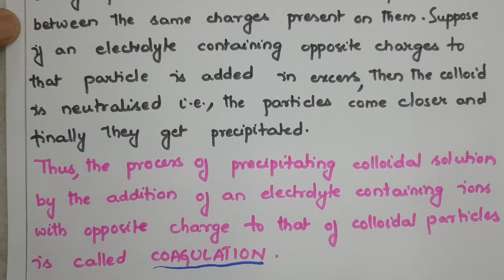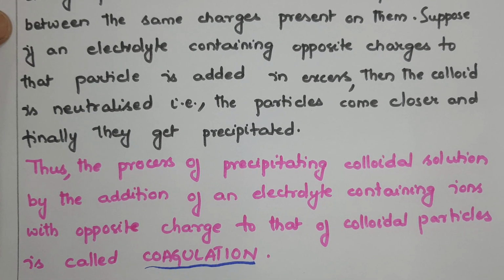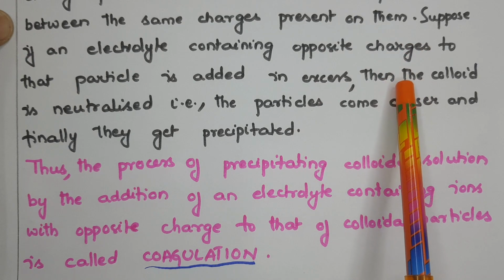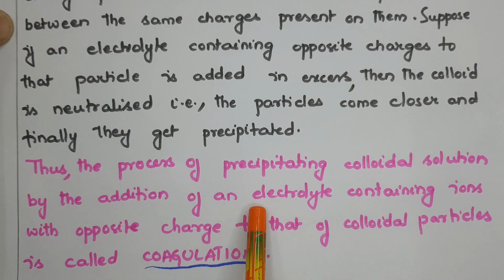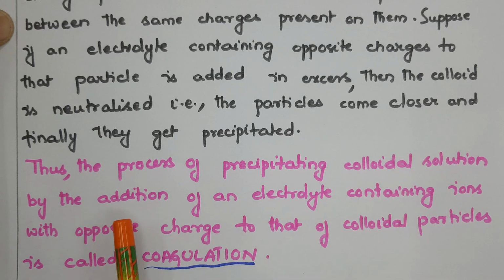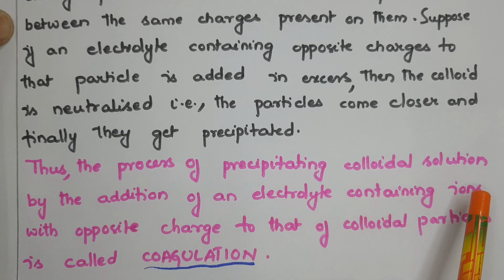Thus the process of precipitating colloidal solution by the addition of electrolyte, what all I explained here, we are putting in the form of a statement and defining it as coagulation. The process of precipitating colloidal solution by the addition of an electrolyte containing ions with opposite charge to that of colloidal particles is called coagulation. Okay, students, understood?